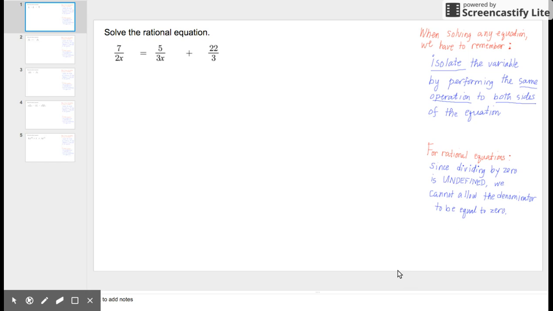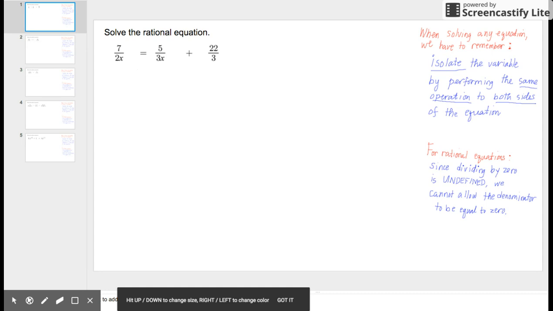Let us solve some rational equations. Okay, here are some reminders for us. When we're solving equations, we have to remember whatever we do to the left, we do to the right. And for rational equations, we cannot allow the denominator to be 0. So let's start solving.